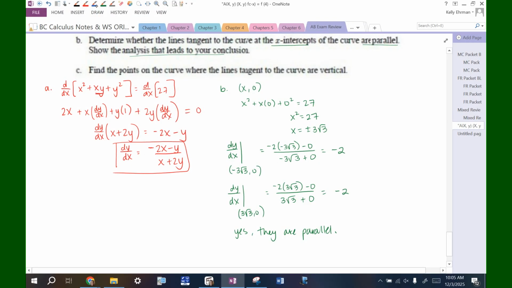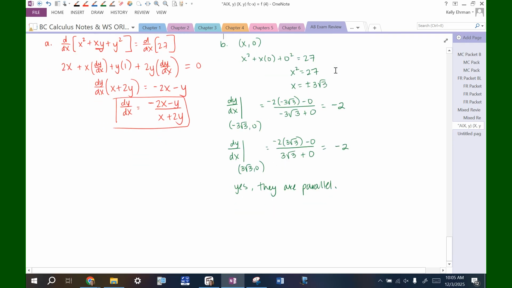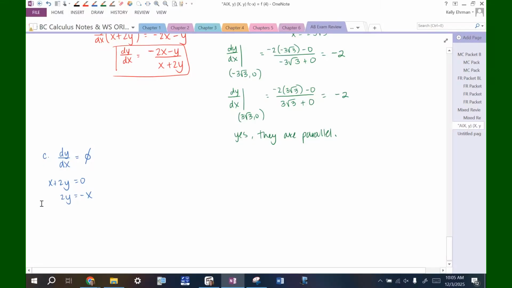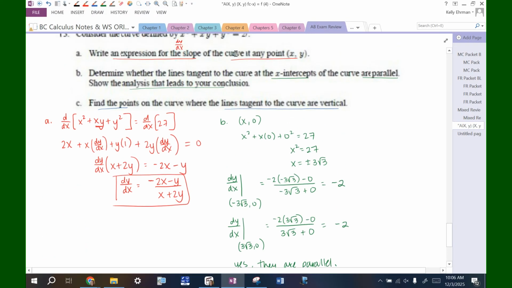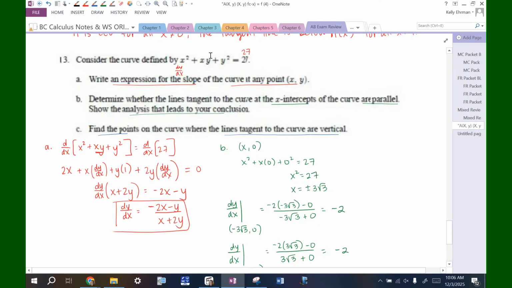Okay, what about part C? Find the points on the curve where the lines tangent to the curve are vertical. So I'm going to do a little justification first. I need dy dx to equal undefined, and that happens when the denominator is equal to 0. So 2y would equal negative x. And let's see. I can either solve this for y, where y equals negative x over 2, but then I have to plug back into here, and that's going to give me fractions that I don't really want to deal with.